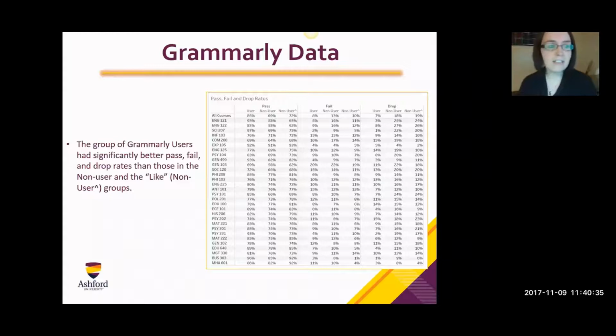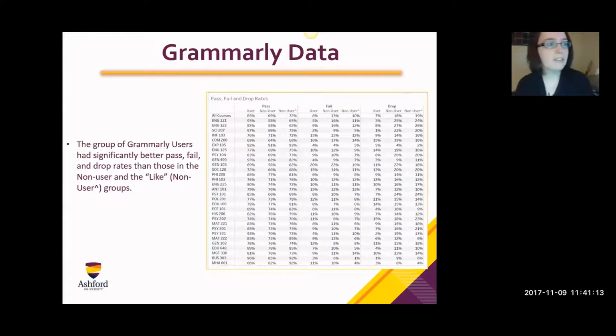So this data that you see on the screen right now, this is our Grammarly data. And the overall takeaway with our Grammarly data is that the Grammarly users had significantly better pass, fail, and drop rates than those in the non-user group, and also that like non-user group. So Grammarly is a tool that's helping students to complete their courses rather than failing them or walking away. And we're always focused on helping students, just like you are, to continue in the courses. And so this is one of those tools that the data is showing us is helping them to persist in their course. So let's move on to some of our tutoring data.